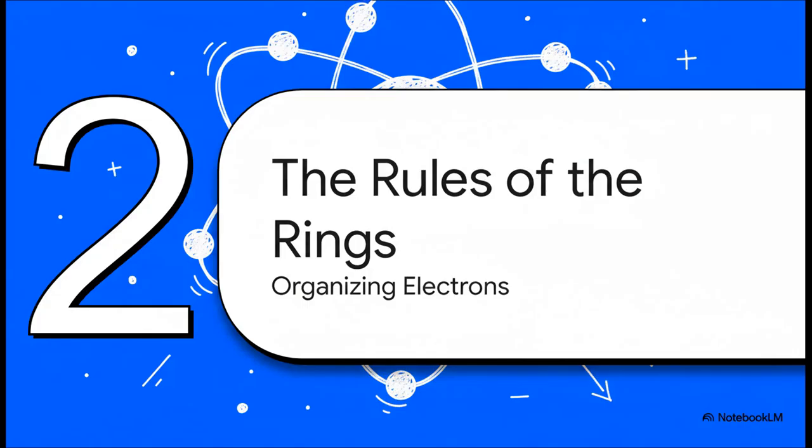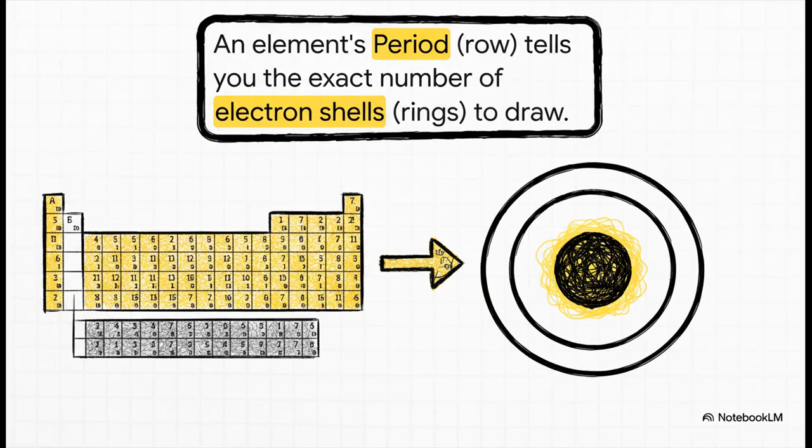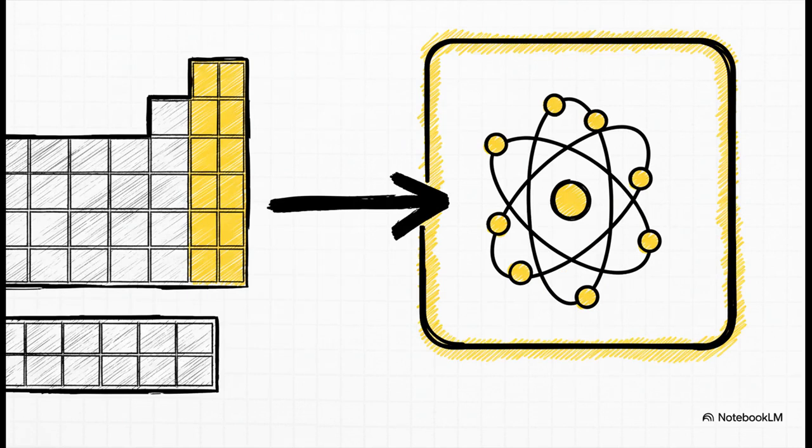All right, let's move on to Section 2. Now that we know how many electrons we have, the next big question is, where do they all go? Turns out there are just two simple rules we need to follow, the rules of the rings. Rule number 1 is a fantastic shortcut. Seriously, just look at what row your element is in on the periodic table. That row is called a period. And whatever that number is, that's exactly how many rings or shells you need to draw. If it's in period 3, you draw 3 rings. Boom, done.